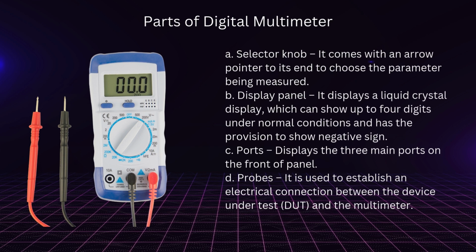Number 2. Display panel. It displays a liquid crystal display, which can show up to 4 digits under normal conditions and has the provision to show negative sign. Number 3. Ports. Displays the 3 main ports on the front of panel. Number 4. Probes. It is used to establish an electrical connection between the device under test, DUT, and the multimeter.